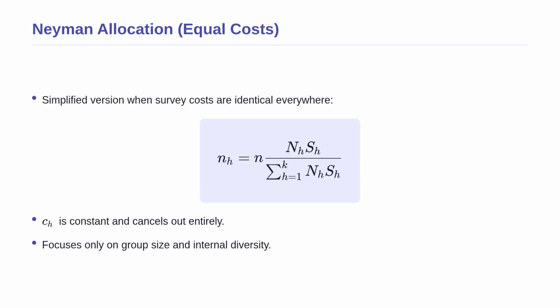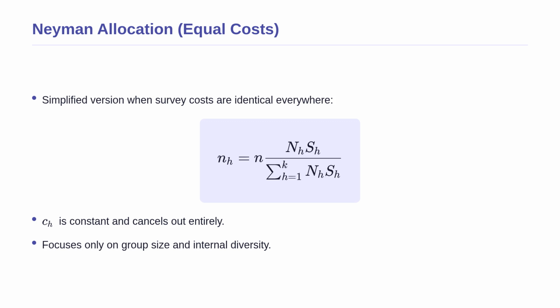This formula we just saw leads us to an important special case called Neyman allocation, named after the statistician Jerzy Neyman. We use this simplified version when the cost to survey a person is exactly the same across every single group. Because the costs are identical everywhere, they mathematically cancel out of the previous equation entirely.